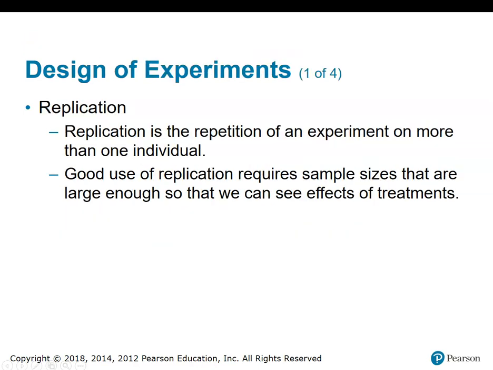Replication is the repetition of an experiment on more than one individual. If you listen to podcasts, I listen to a lot of podcasts on like health and fitness, and they always talk about the N of 1. I mean, it might work for somebody, but N is typically the variable we use for our sample size. It really should be 30 or larger for good data.